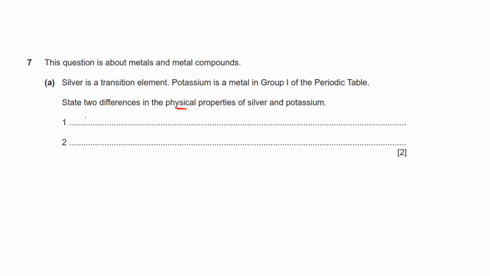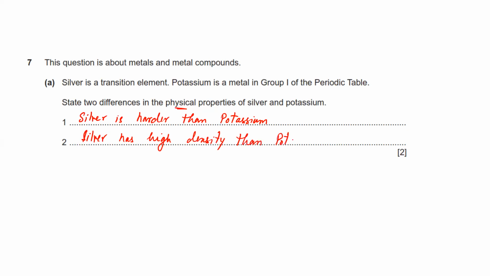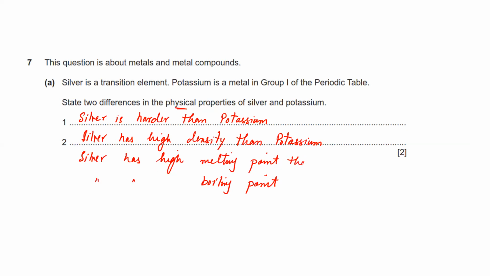Physical properties, you can say silver is harder than potassium. Silver has high density. Then potassium, again, this is a physical property. Silver has high melting point. Silver has high boiling point. Okay, so these are some of the properties. I'll just simply go with 1, 2, and 3.